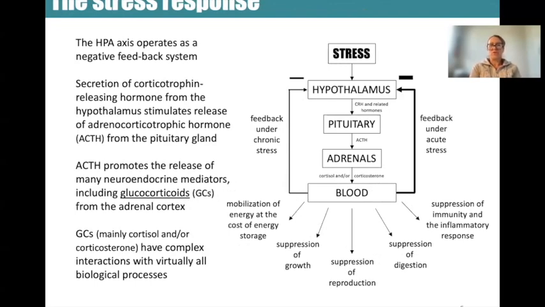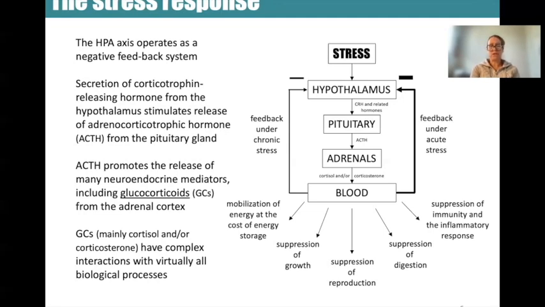So secretion of corticotrophin releasing hormone from the hypothalamus will stimulate release of adrenocorticotrophic hormone, or ACTH, from the pituitary gland. ACTH then promotes the release of many neuroendocrine mediators, including glucocorticoids, from the adrenal gland. So glucocorticoids will be the focus of today's lecture when we talk about stress and stress response.